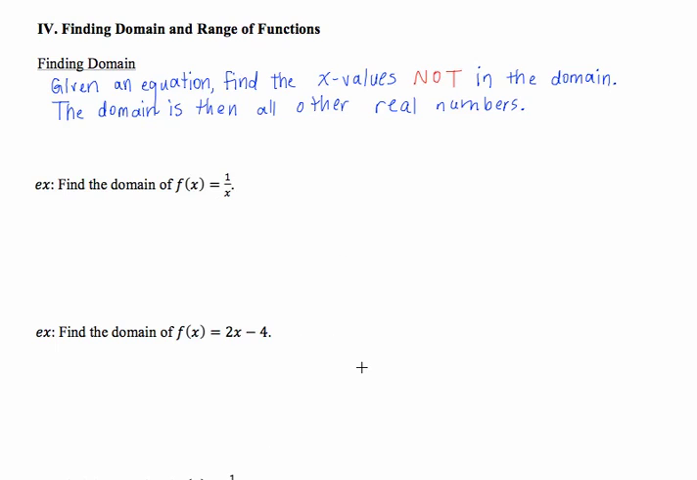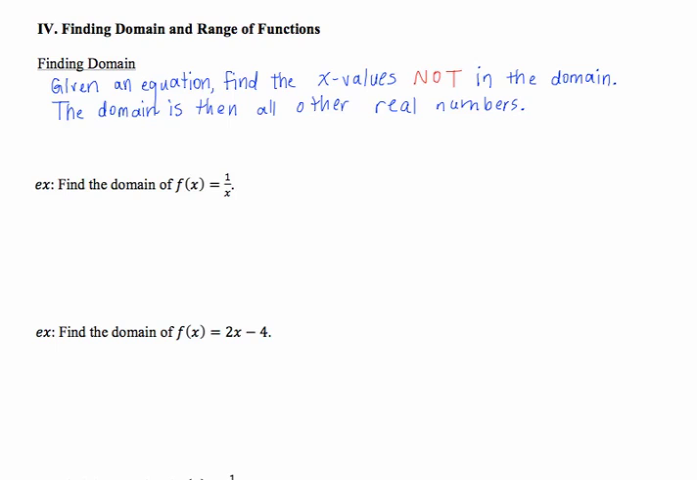And the ones we did before, we were given either a list of numbers, a table of data values, or a graph, so we could read it from the graph. But what if you're just given the equation? Well, the easiest way is to find the numbers that are not in the domain. Okay, we're just going to find domain first, and then everything else is in your domain.